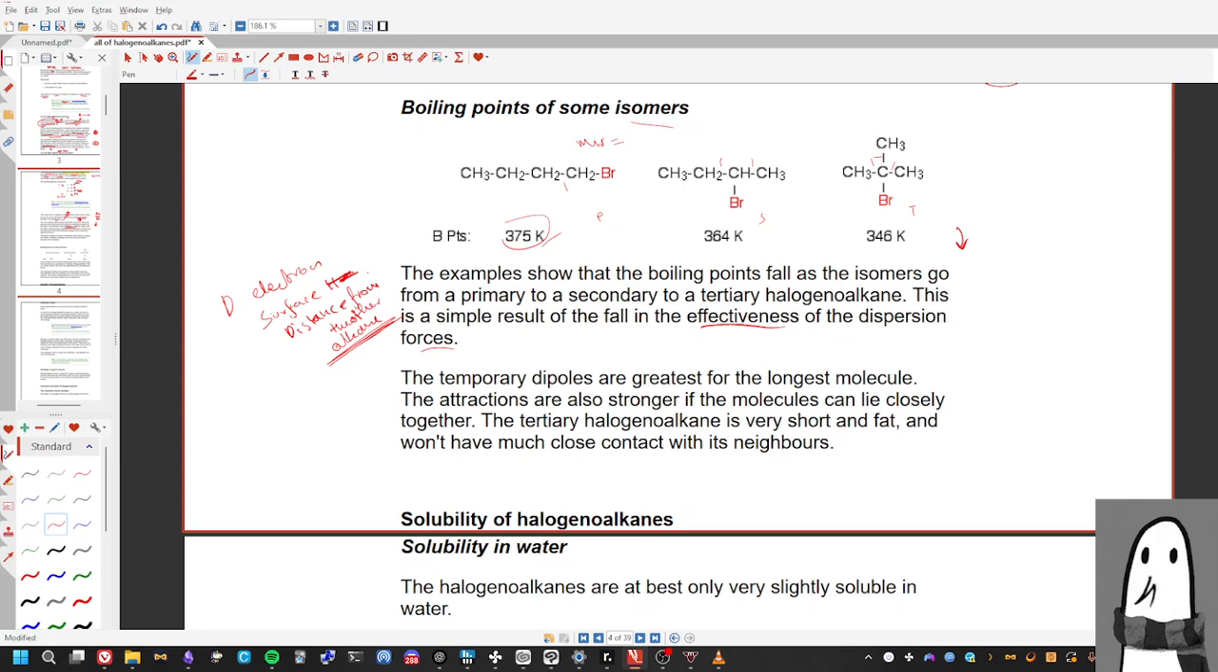The other atom, right? So here, the temporary dipole forces are greatest for the longest molecule. First of all, this one, and the attractions are also stronger if they can lie closely together. Now, if you have a longest molecule, obviously what's going to happen here is you're going to have the largest surface area.